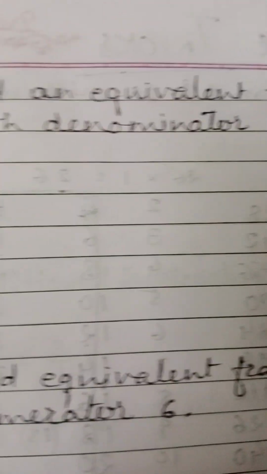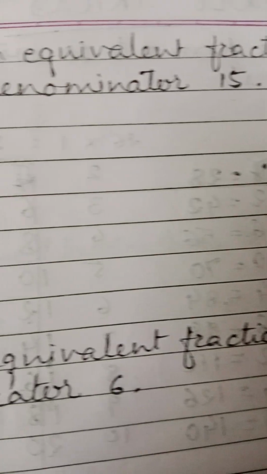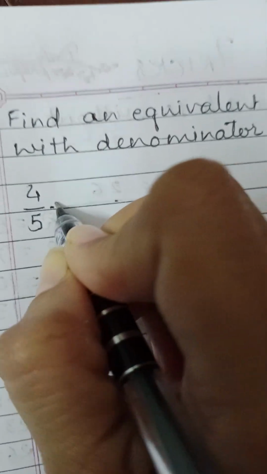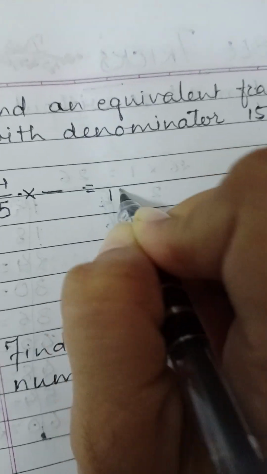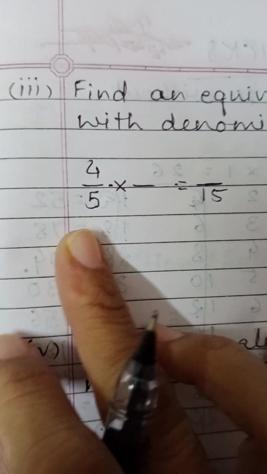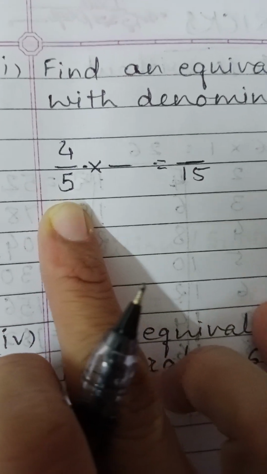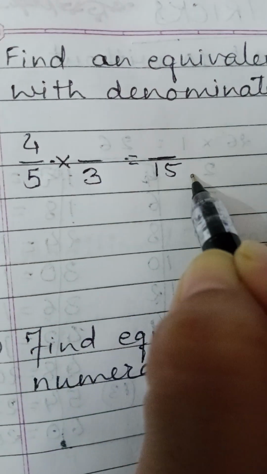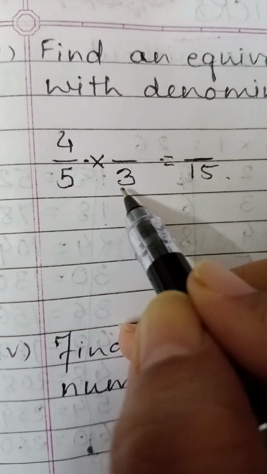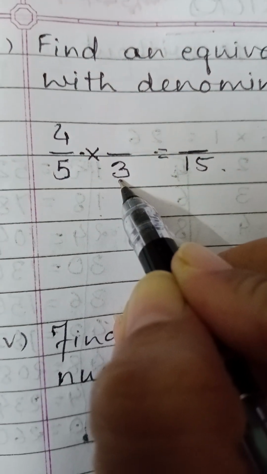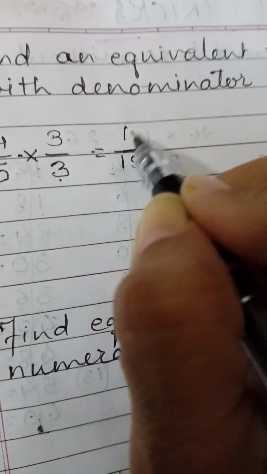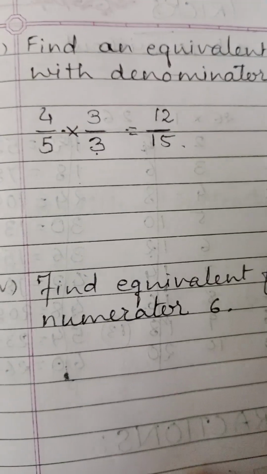Let's see one more example. Find an equivalent fraction of 4 upon 5 with denominator 15. We want an equivalent fraction of 4 upon 5, but we want the denominator to be 15. Now we need to think with which number you multiply 5 to get 15. Think of the table: 5 3s are 15. Now if you are multiplying 5 with 3, you have to multiply 4 also with the same number, that is 3. So here you will get 12 upon 15, and this is the answer.